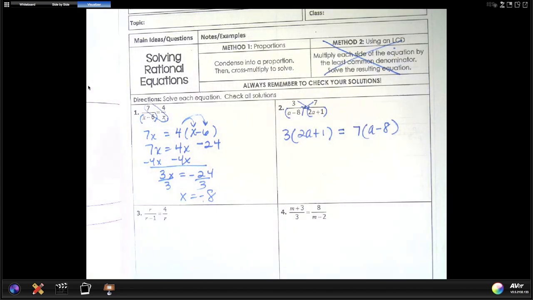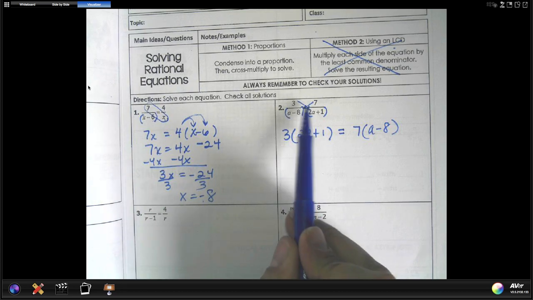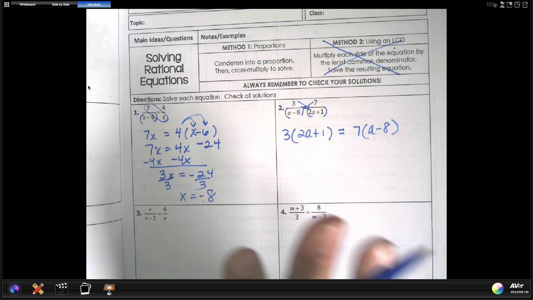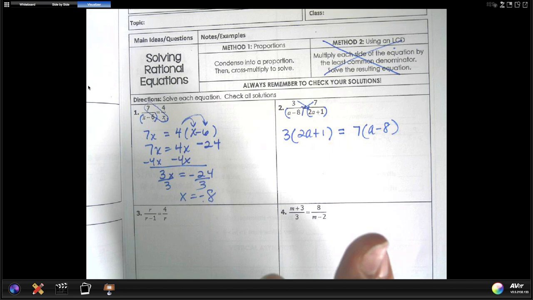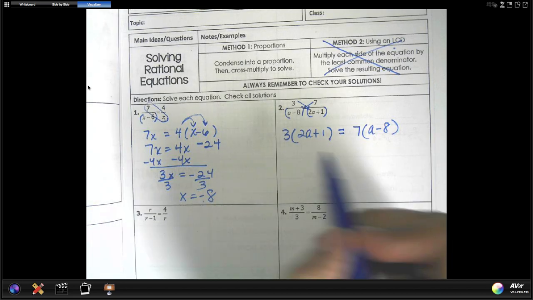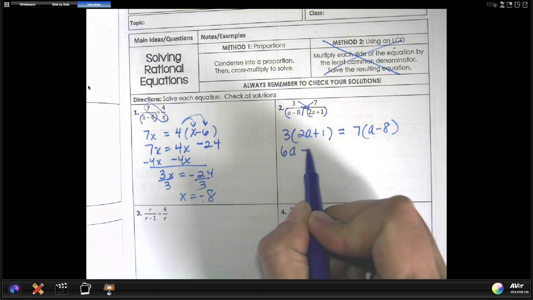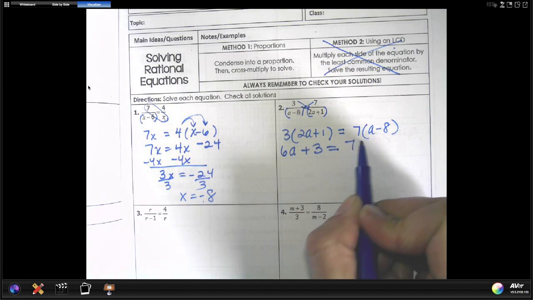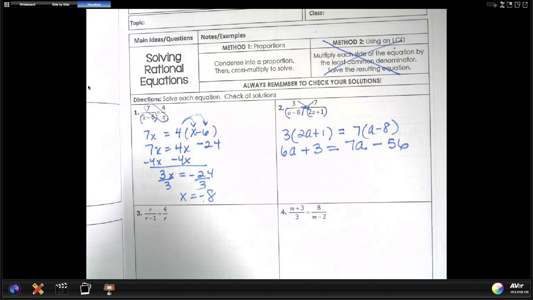You can only cross multiply when you have an equal sign. So you only cross multiply when you have an equal sign. If I had a plus or minus there, you could not do that. Then you would need a common denominator and so forth. So let's go ahead and distribute. We have 6a plus 3 equals 7a minus 56.